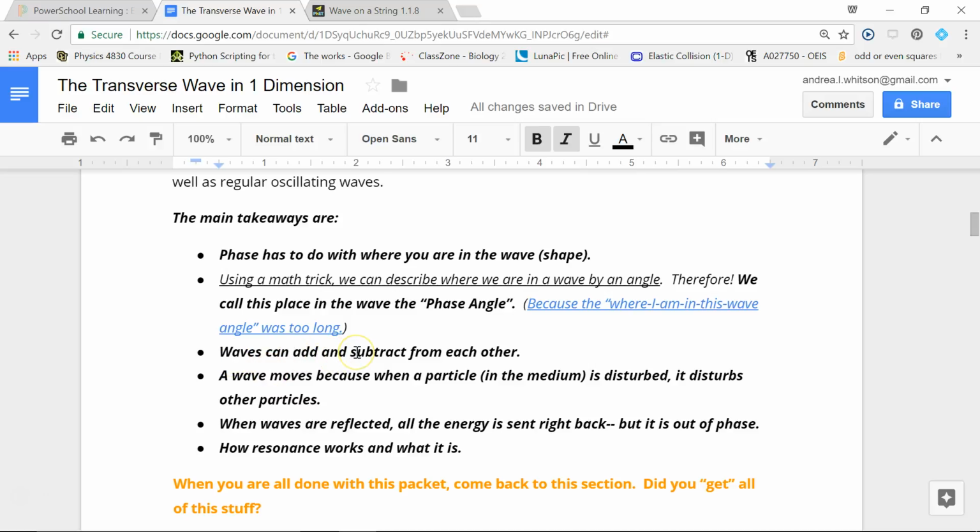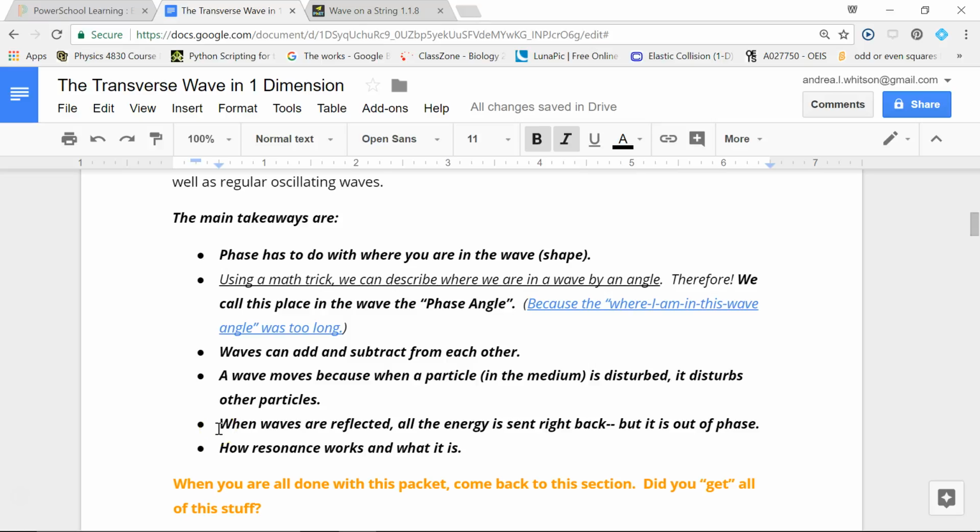Waves can add and subtract from each other. That's another thing that you should know leaving here. We're going to use that waves can add and subtract from each other when we prove that light is both particle and wave. A wave moves because when a particle in the medium is disturbed, it disturbs other particles. Just pretend like light has a medium for a while. But when a particle in the medium is disturbed, it disturbs other particles.